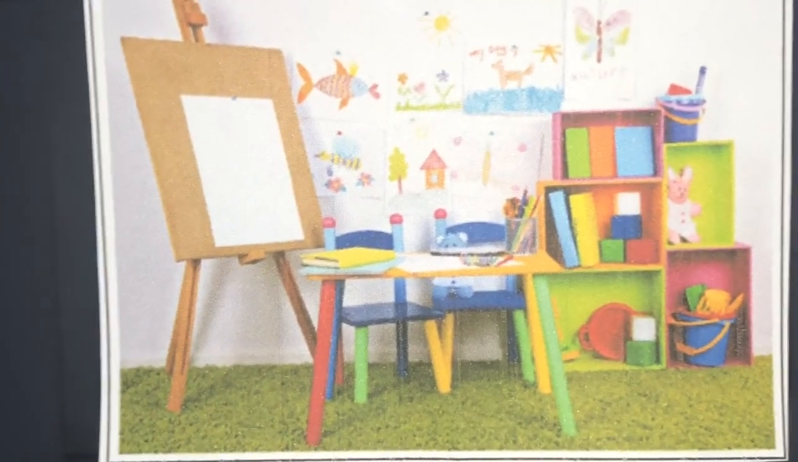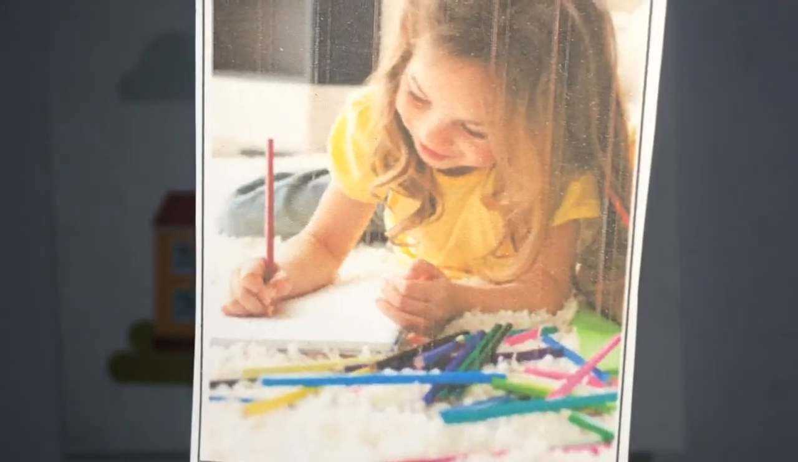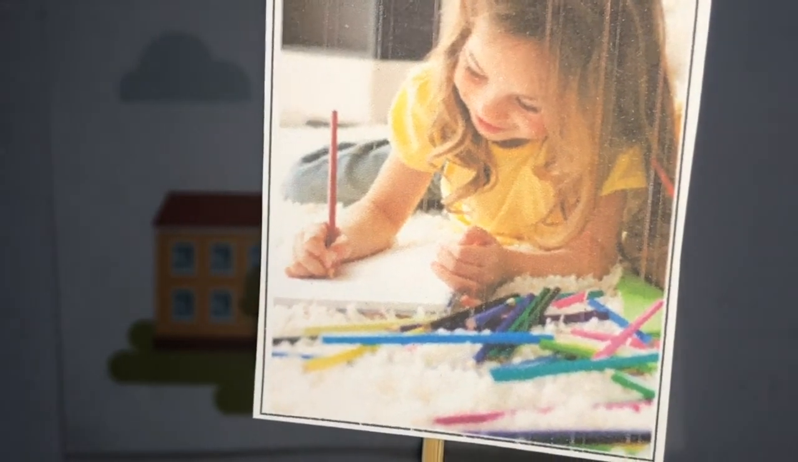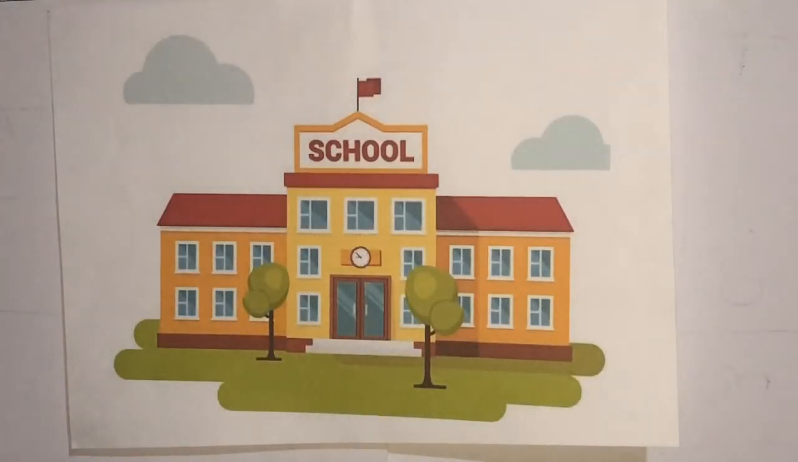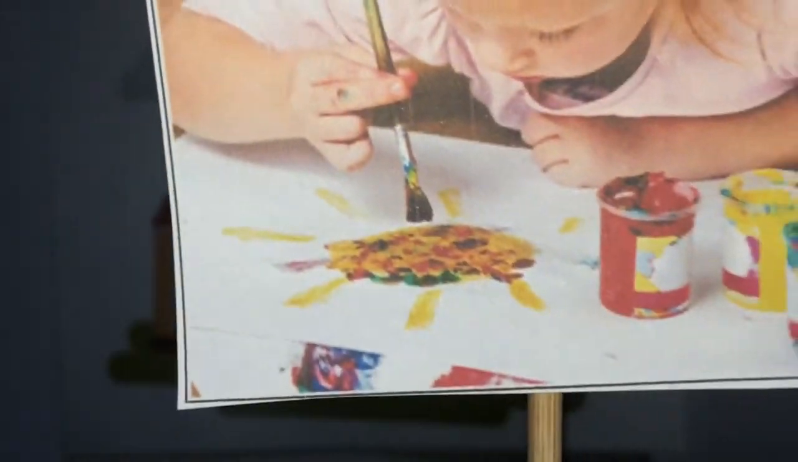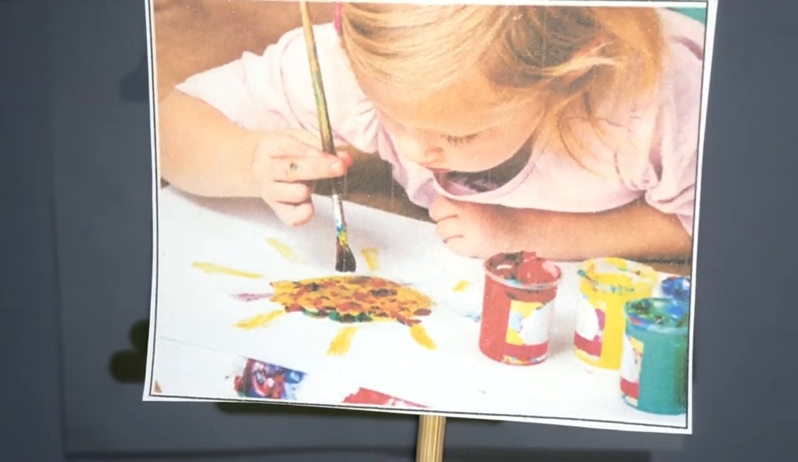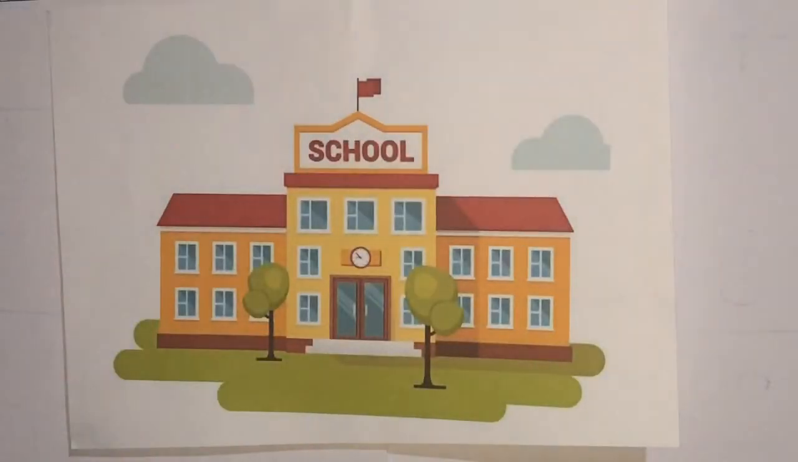Wow, the classroom. Where the kids can draw pictures. The kids can draw pictures and paint them. Wow!